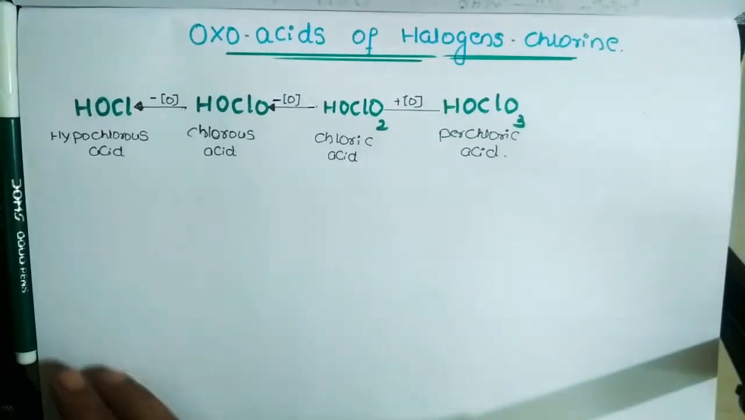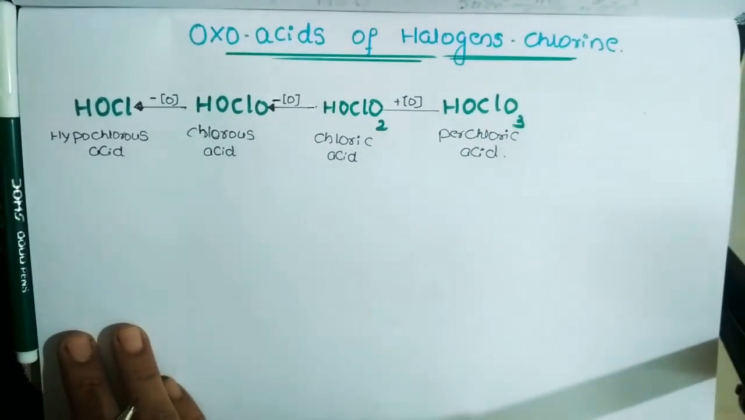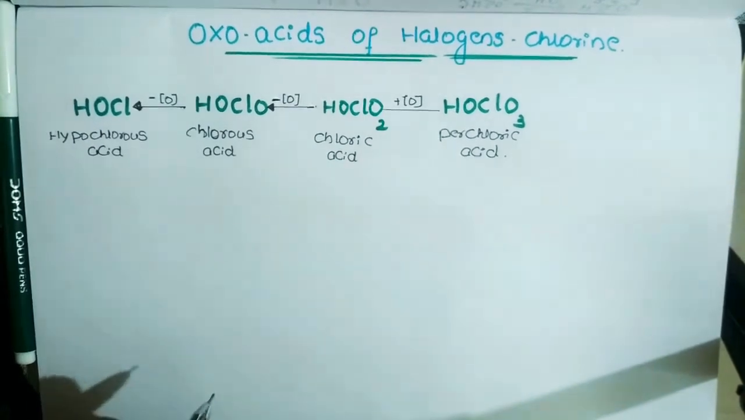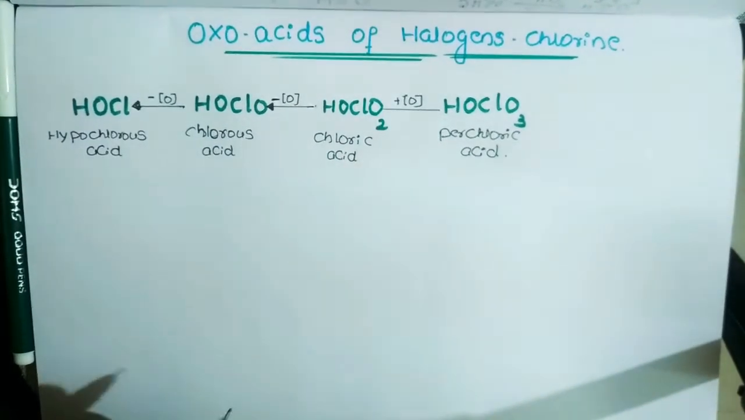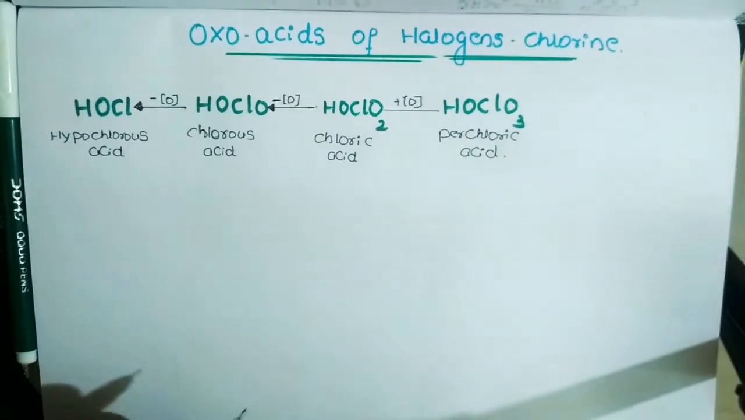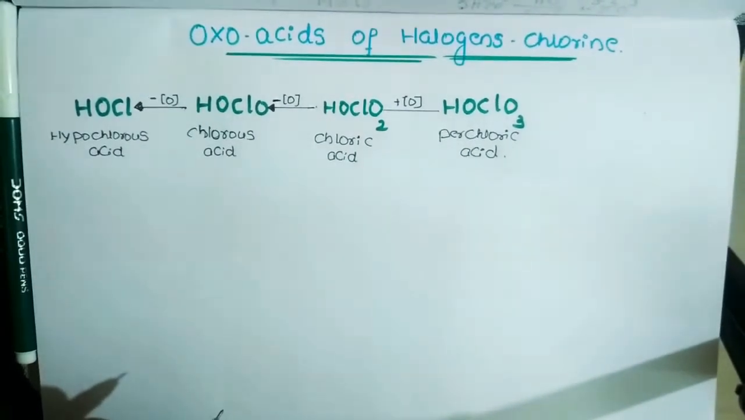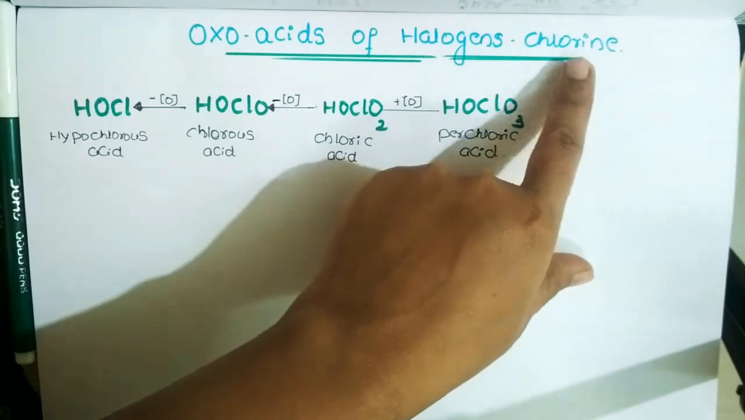Hello my dear students. So this video is about the oxo acids of the halogens, where we have completed the oxo acids of phosphorus and the oxo acids of sulfur. By an easy trick, I will show how you can remember the structure, how you can write the structure, how the preparation is going to happen, and how you need to remember the names that I showed in the previous video. Similarly here I have taken the oxo acids of the halogens, particularly chlorine.